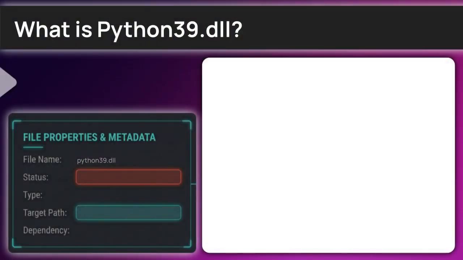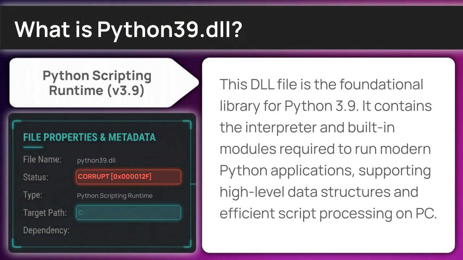This DLL file is the foundational library for Python 3.9. It contains the interpreter and built-in modules required to run modern Python applications, supporting high-level data structures and efficient script processing on PC. Now let's dive into the solution, starting with a standard reinstallation.